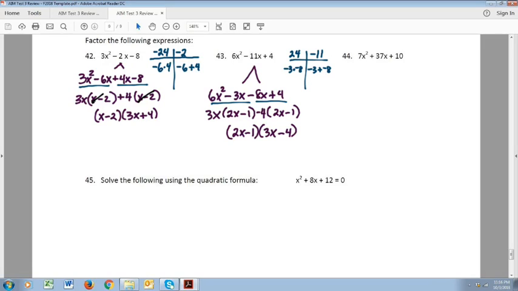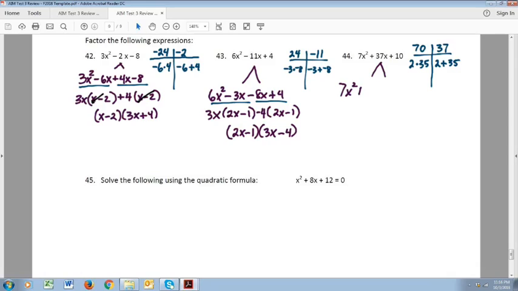All right, last one of these. Let's see, we've got 7 times 10, which is 70. Adding up to 37, well, that's interesting. So in a case like this where the numbers add up to a pretty big number, it's probably one of our extremes. 1 times 70, that's not going to add up to 37. But what about 2 times 35? So those are the numbers that are going to work.